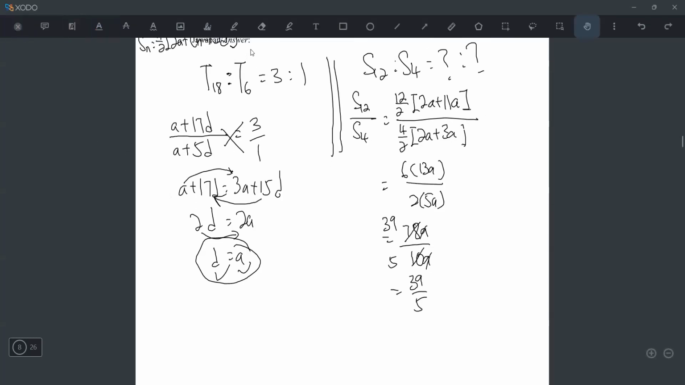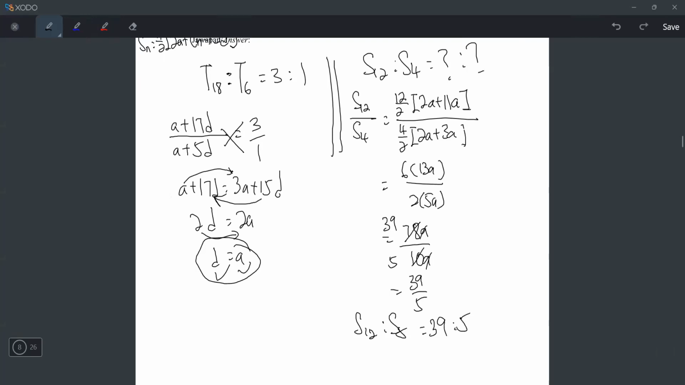So what is the ratio then? The ratio of S12 to S4 is equal to 39 to 5, because you get 39 over 5, right? So that's how you do it. All right, so that's all.